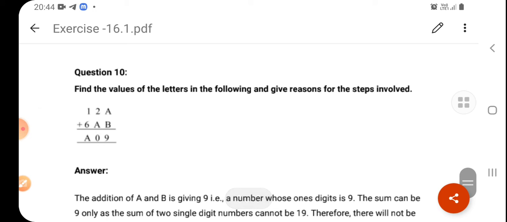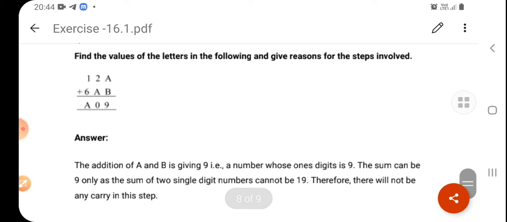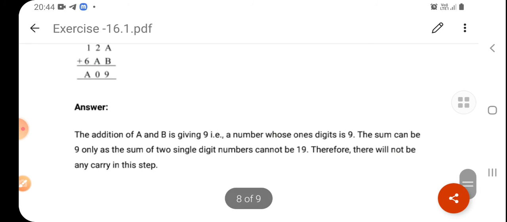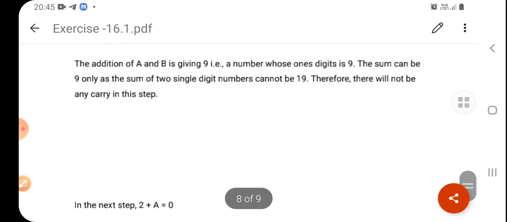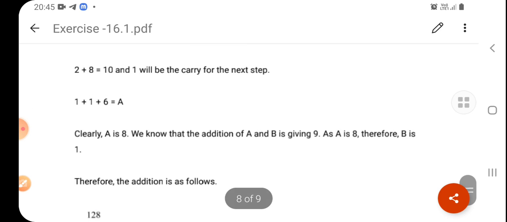Find the values of the letters in the following and give reasons for the steps involved. So it is 1, 2A and 6AB and A09. So the addition of A and B will give 9 in the one's digit. So the sum can be 9 only as a sum of two single digits, it cannot be 19. Therefore, there will not be any carry in this step. In the next step, 2 plus a is equal to 10, so a is equal to 8.